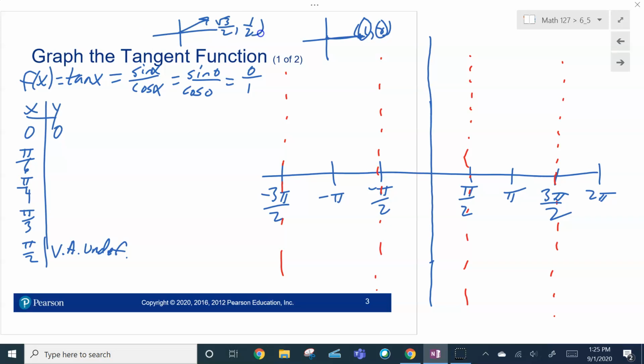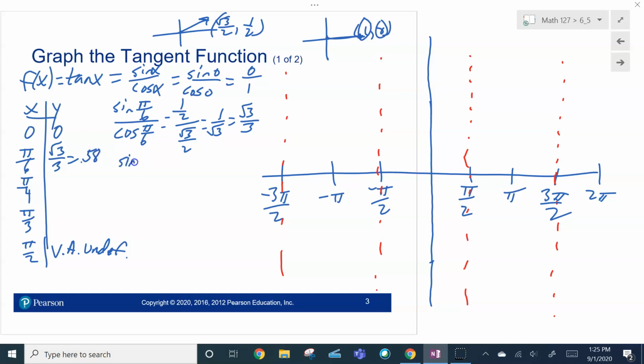Pi/6. So now I'm plugging in sine pi/6 because I'm finding the tangent of pi/6, right? Which is sine pi/6 over cosine pi/6. We know sine pi/6 is a half, cosine pi/6 is root 3 over 2. So I got 1 over root 3, or root 3 over 3. So this is root 3 over 3. That's about 0.58.